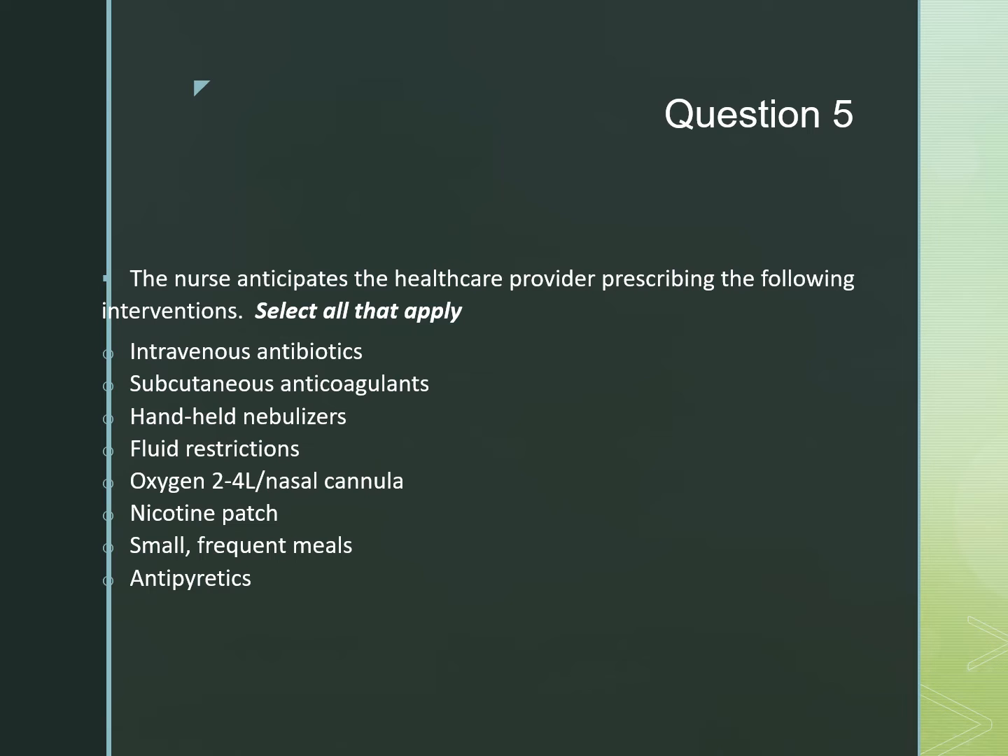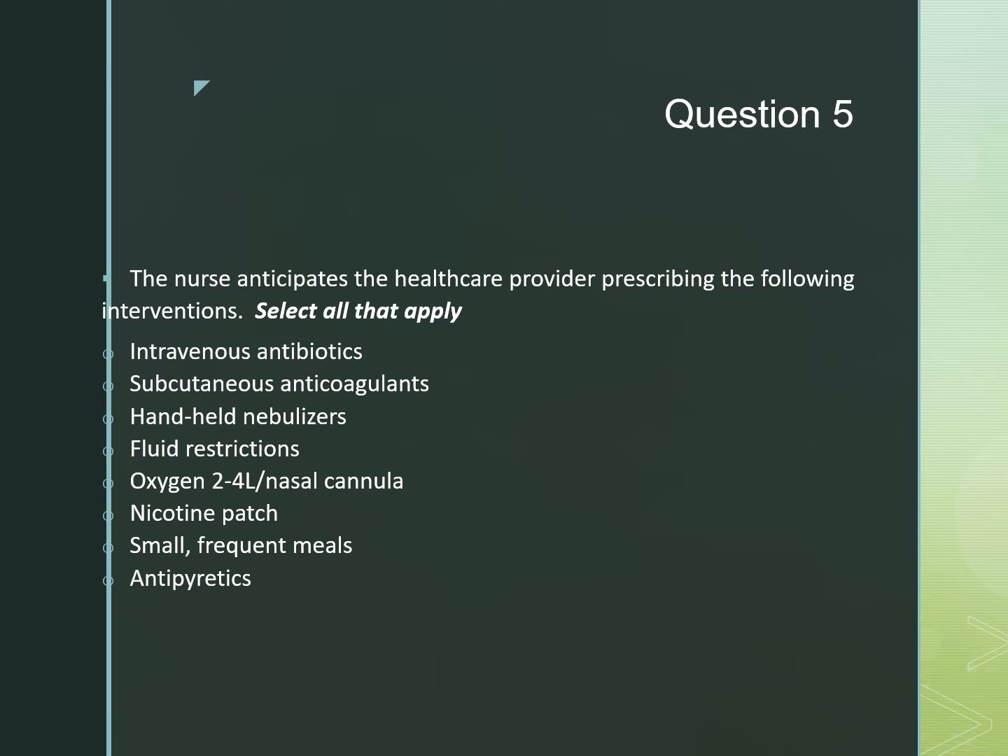Handheld nebulizers. Yes, we can get that bronchodilator, etc., down into the lungs better with the handheld nebulizers. Fluid restrictions. No, we don't want to restrict fluids because restricting fluids can dry the client out even more, and doing this can cause those secretions to become even stickier and thicker and more difficult for her to expectorate and increases the risk of infection.